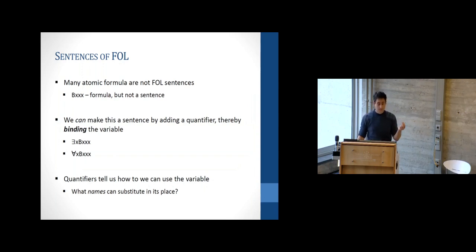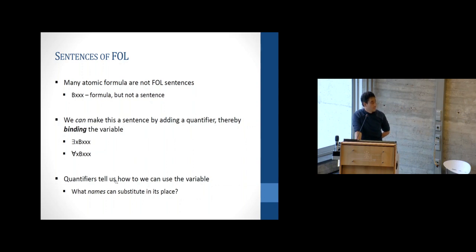Okay, as we said, Bxxx is a formula, but it's not a sentence. Why is it not a sentence? Because it has these free-roaming variables. We can make it into a sentence by adding a quantifier, and we say we bind the variable with a quantifier. So now I'm saying there is an x such that x is between x and x, which is a weird sentence, but it's a sentence. X is bound. Likewise, for all x, I bound all the x's here.